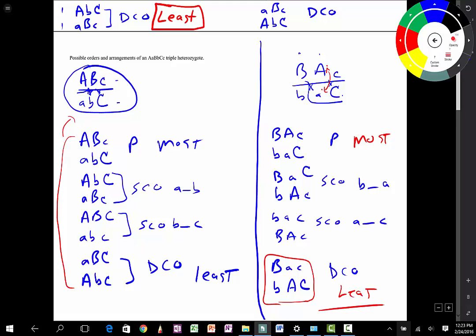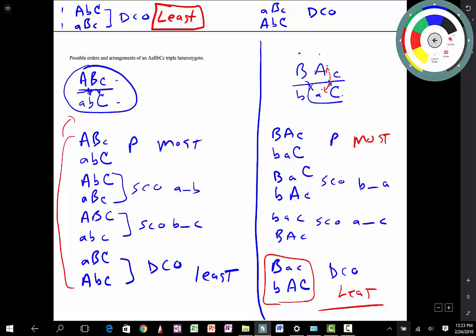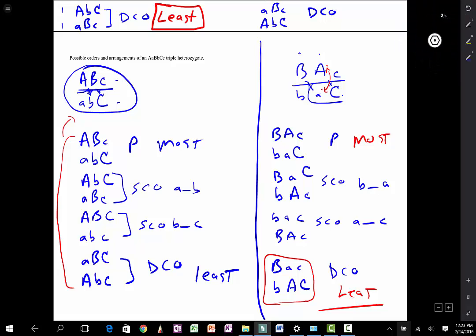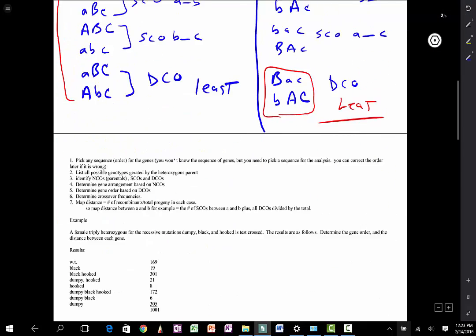All right, so that's just kind of the concepts behind it. At the end of this, we'll draw out some chromosomes to show what these double crossovers look like and how we get these things if we actually look at the chromosomes. But for now, we will just continue forward.